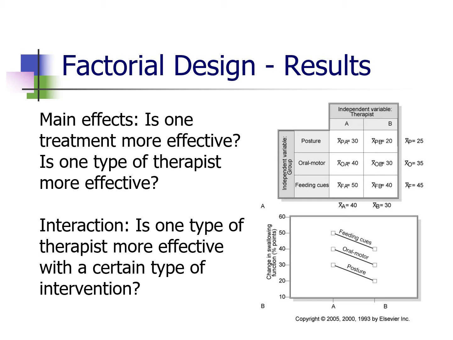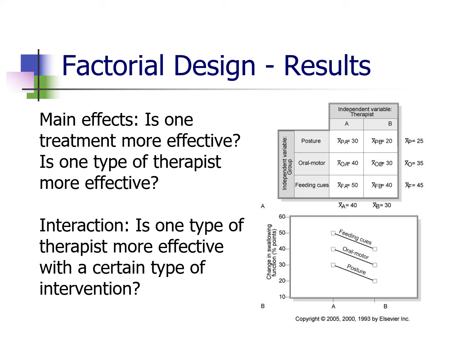Is one type of therapist more effective? It looks like therapist A, who has a mean improvement of 40 percentage points in swallowing function when we combine the 3 treatment groups, is more effective than therapist B, who has an improvement of 30 percentage points when we combine the effects of all 3 treatment groups.